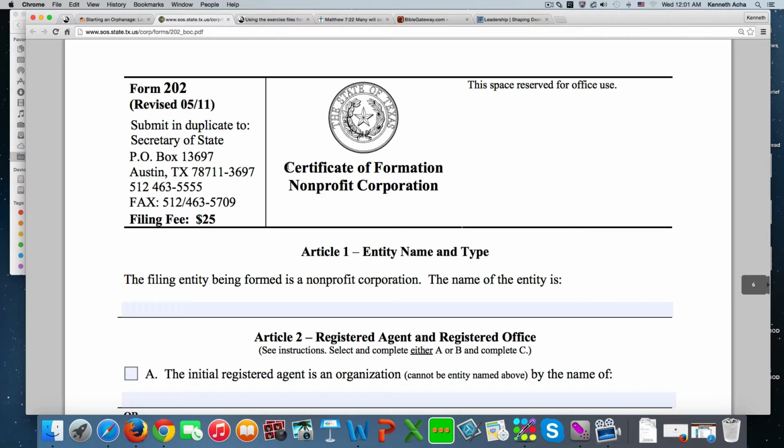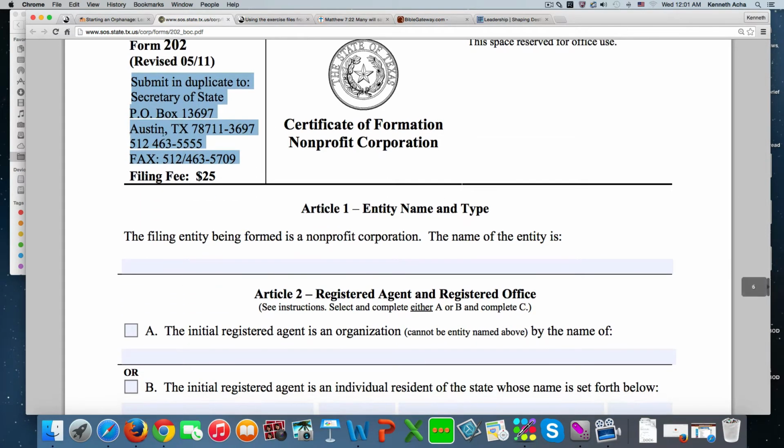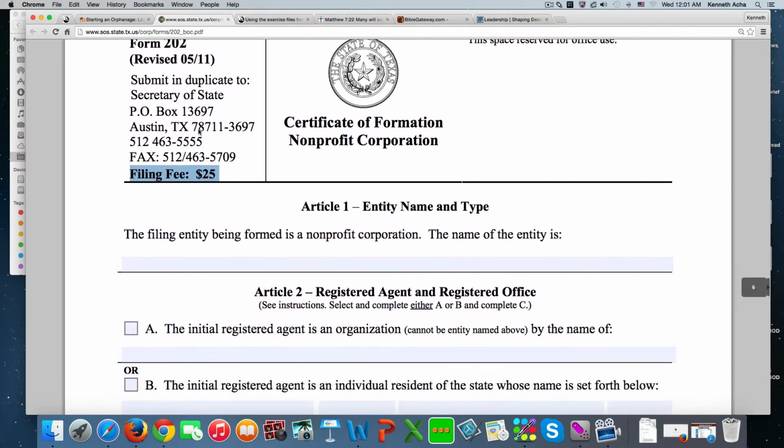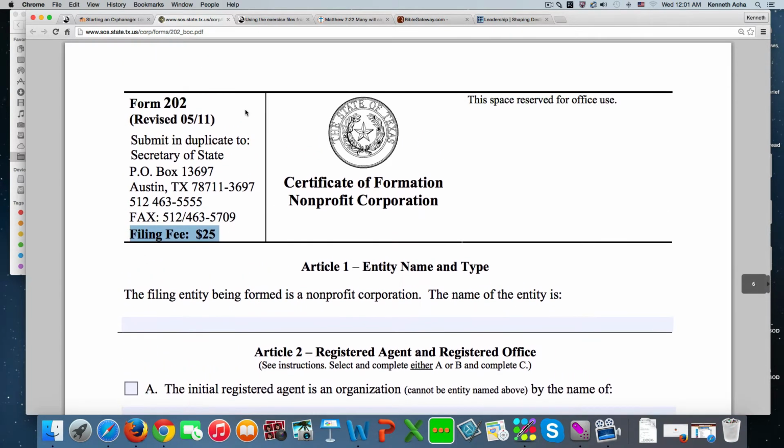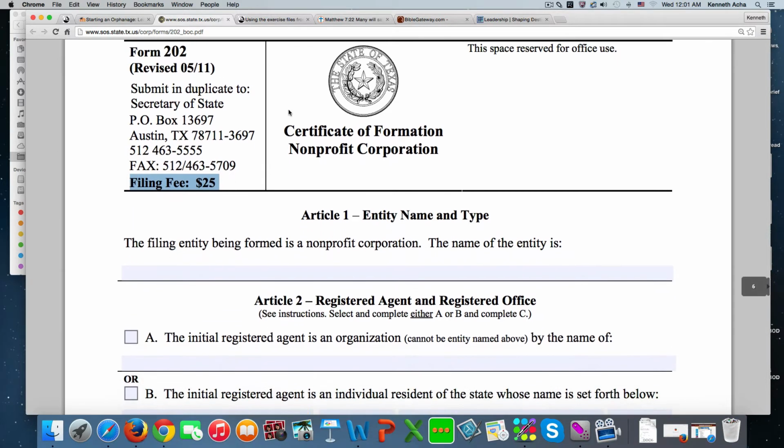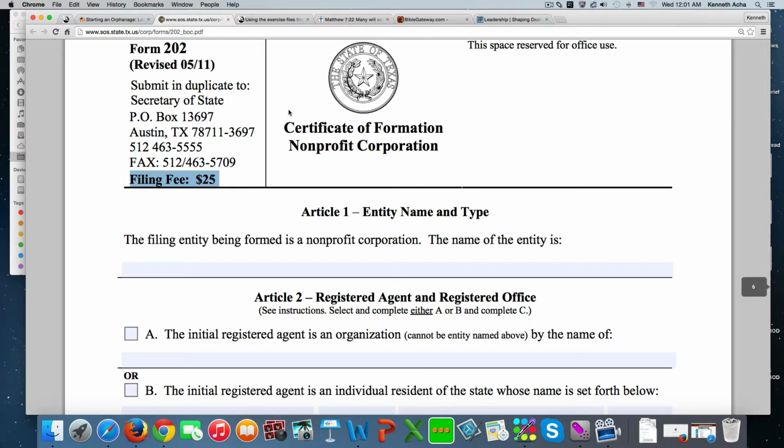And Certificate of Formation is what it's called. You're going to send it to this address when you're done filling the form, and the fee for it is $25. You mail it to this address, and there's a step that you have to carry out before you actually fill this form if you want to be sure. You basically have to call the Secretary of State and do a name availability check. It's called a name availability check.